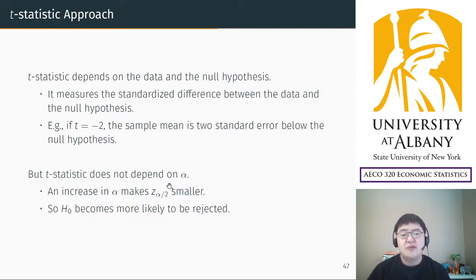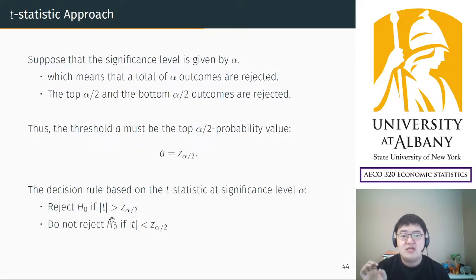And now let's think about alpha. What happens if alpha changes? When you increase alpha, that means you are going to reject the null hypothesis more often. To do that, you have to make the z value smaller. Look at this, the rejection rule goes like this. To reject h0 more often, you have to make z lower so that the t-statistic easily goes above the z value.